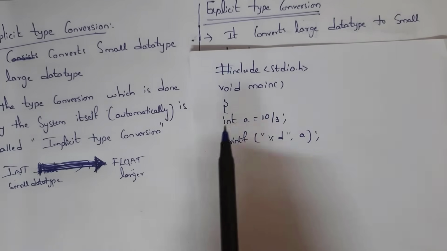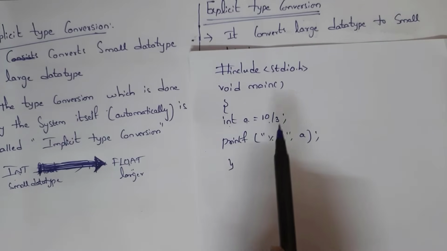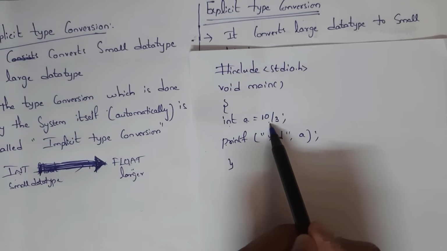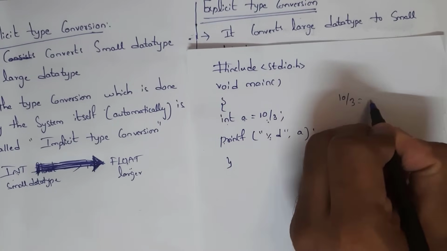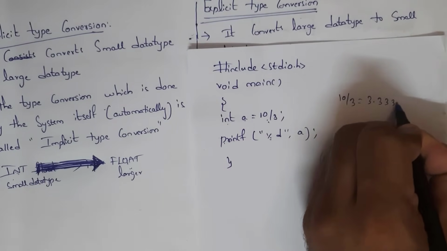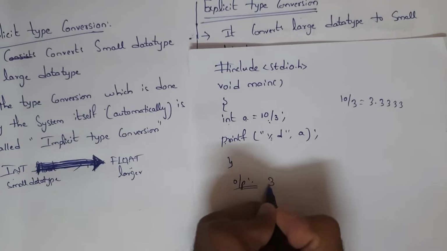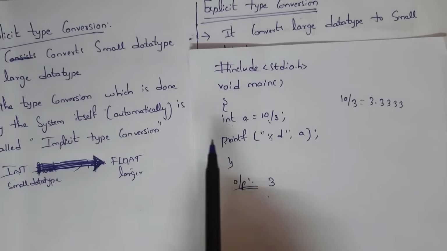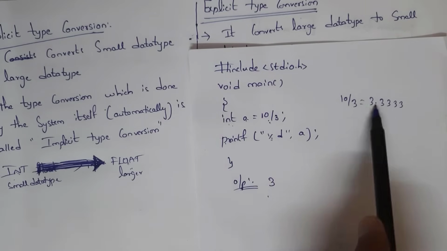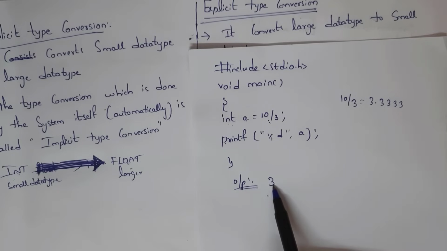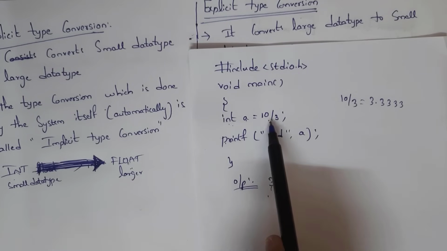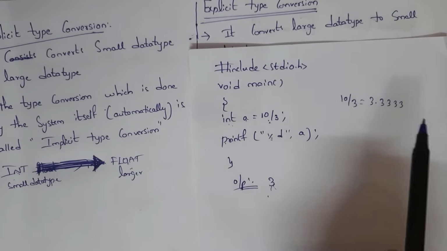In this program, I wrote int A = 10 / 3. After that I wrote printf("%d", A). For example, if you calculate 10 by 3 in your calculator, actually you should get a value of 3.333 and so on. But here I will get output as 3 because here I took integer, so it will print only the integer value. So the computer automatically converted one data type into another data type. This is known as implicit type conversion. The conversion which is done by the system itself automatically is known as implicit type conversion. So it automatically converted this 3.333 value into 3.